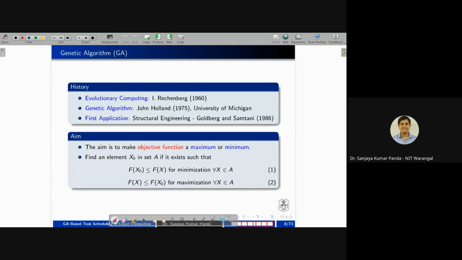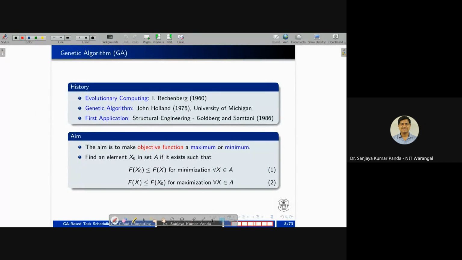Soon after the genetic algorithm development, the first application was taken in the field of structural engineering, which is a part of civil engineering, by two popular authors, Goldberg and Santani, in 1986. This is the first algorithm people found in structural engineering which uses the genetic algorithm. Later, people applied it in their respective problems. In computer science, people have applied genetic algorithm in mobile radar network, vehicular radar network, wireless sensor network, cloud computing, and other fields to solve their particular problems.